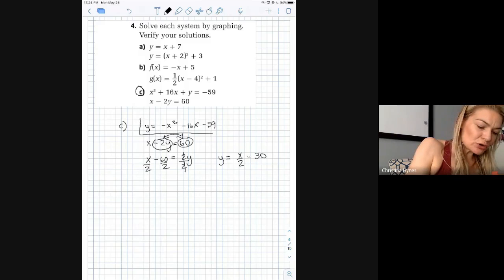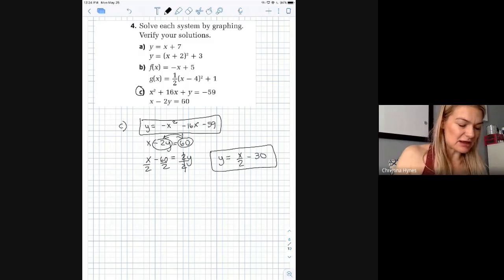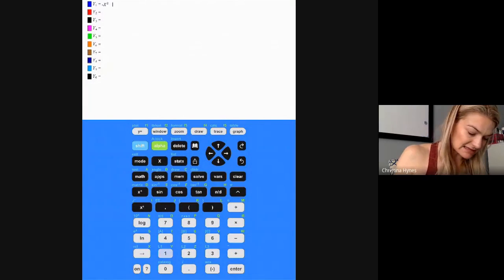So these are the two equations that I'm going to put into my graphing calculator. Okay, so y1 is, it really doesn't matter which order you put them in. So I'm going to go and do that for you guys. So I have negative x squared minus 16x and then minus 59. And then your second equation into y2, x divided by 2 minus 30.